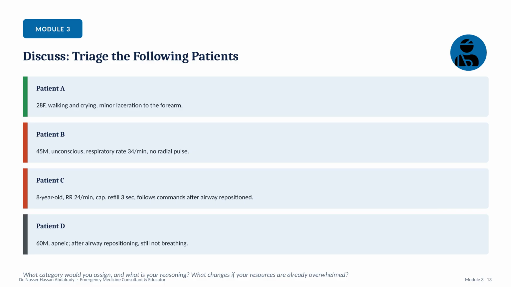Patient C is an 8-year-old child with a respiratory rate of 24, a capillary refill of 3 seconds, who follows commands after the airway is repositioned. Using the pediatric criteria, that capillary refill makes this a red as well. And patient D is a 60-year-old male who is not breathing and remains so even after the airway is repositioned. That's black. It's worth asking yourself, how would your answer change if your resources were already overwhelmed?